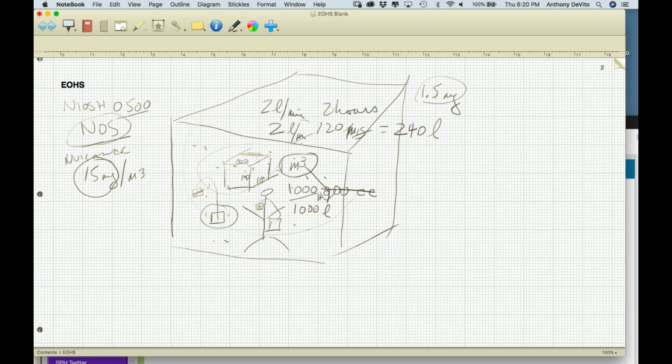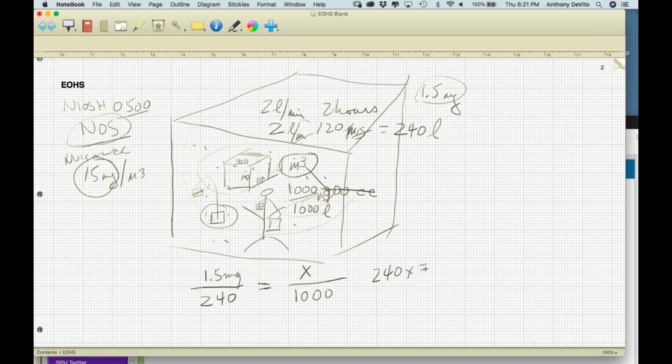Which is the same thing as 1,000 liters. So let me think about this. If there was 1.5 milligrams, that's the difference between the starting weight and the ending weight, per 240 liters. Well, what's that ratio if I had taken 1,000 liters, a cubic meter? How many milligrams would I have found in 1,000 liters? So you can set up this equivalence. This ratio is the same as this ratio, and you can cross multiply.